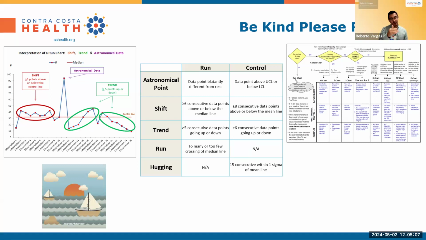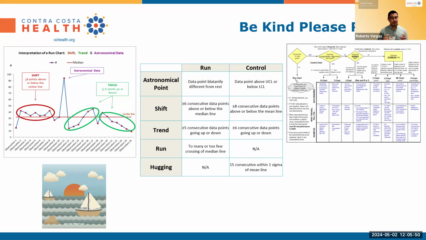So an astronomical point is something that's blatantly different from the rest. A shift is when there are 6 consecutive data points above or below the median line or mean line, depending on what you're using. Trends are consecutive points in a row, but depending on whether you're utilizing a run chart or a control chart, and I'll talk about control charts soon, you'll have certain differences in consecutive points that need to be going in a certain direction. A run is too many or too few crossings of the median line, and then hugging is consecutive points within 1 sigma of the mean line.